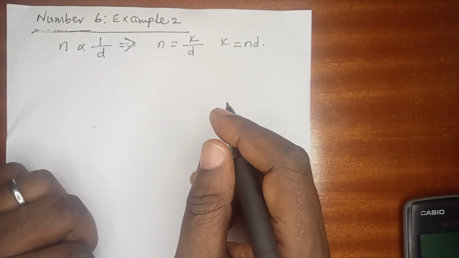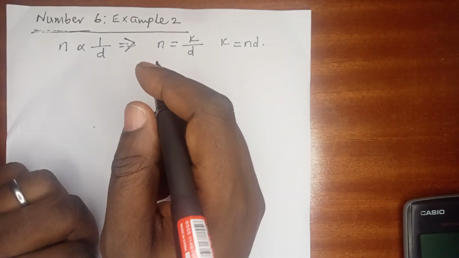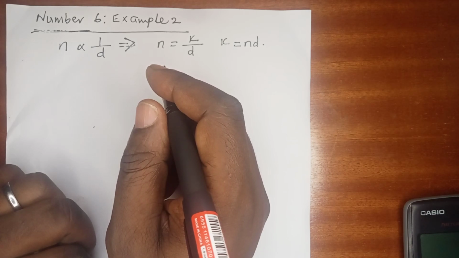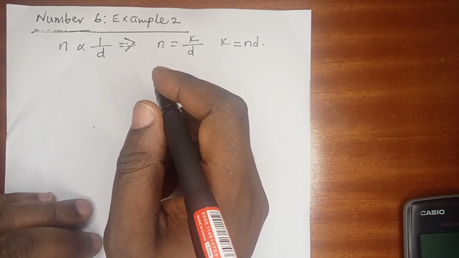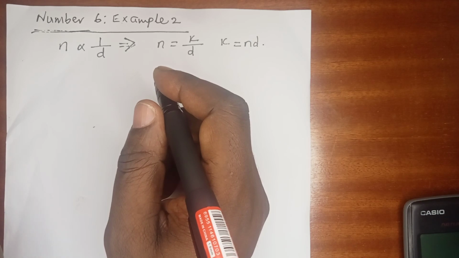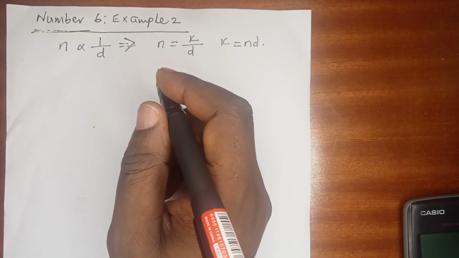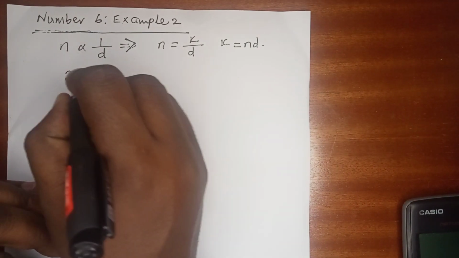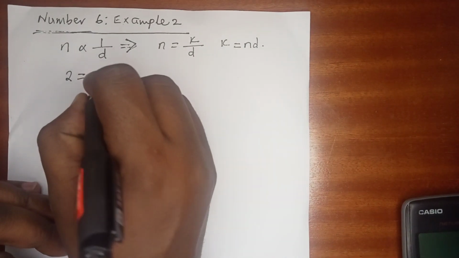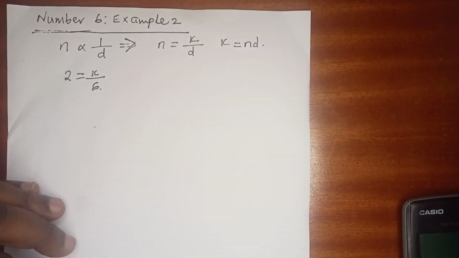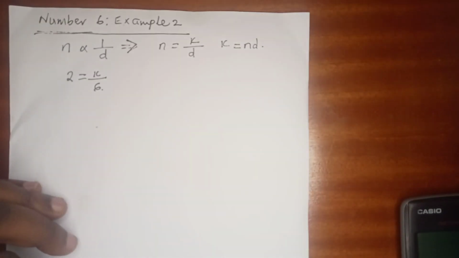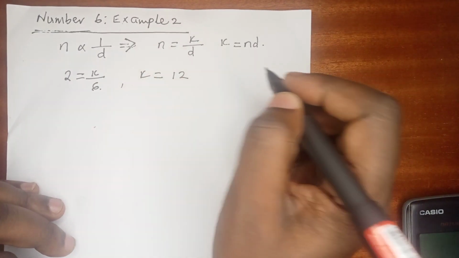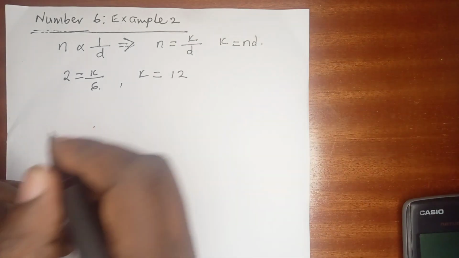But now we want to pick up the details. We are told that it takes 6 days using 2 pumps. The number of days is 6 and the number of pumps, N, is 2. So 2 is inversely proportional to 6. And of course, you can now see the value of K, which is easily 2 times 6, which is 12.